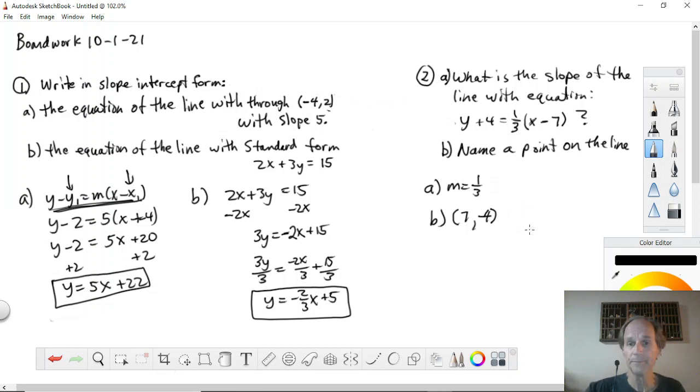Okay, so we'll be using this in today's lesson, actually. Being able to look at a line in point-slope form and find the slope and a point on that line. Okay, so that's all for the board work.